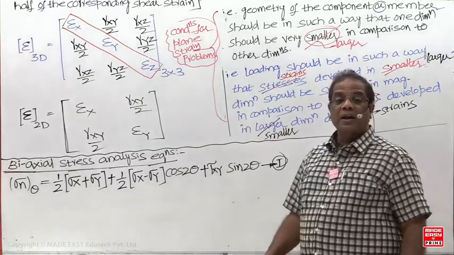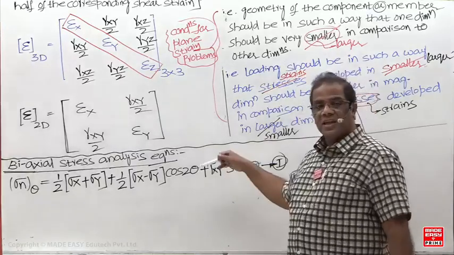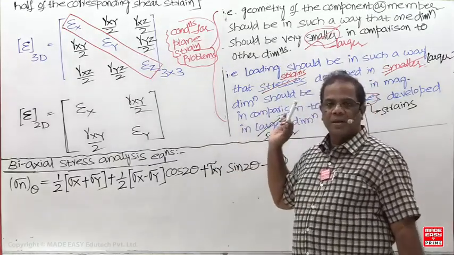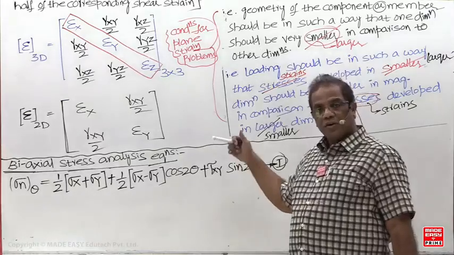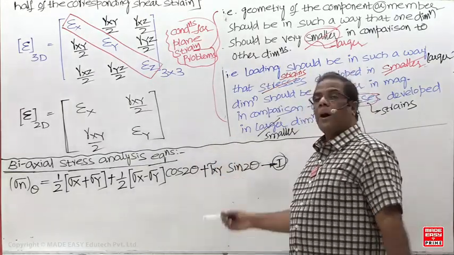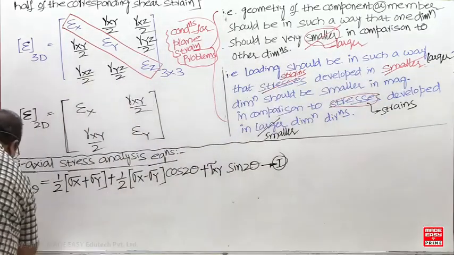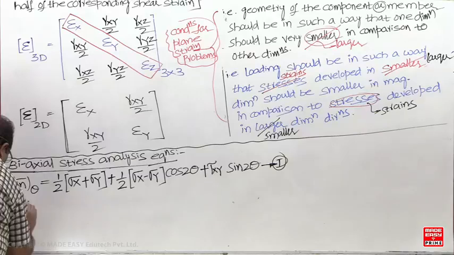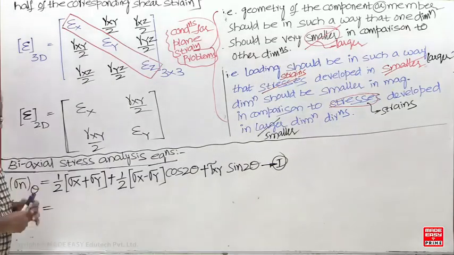So the epsilon n equation is compulsory. This equation has to be remembered always. It is a very, very important equation. If you know this equation, the normal strain equation on an oblique plane is going to be optional. Now similarly, the shear stress equation.